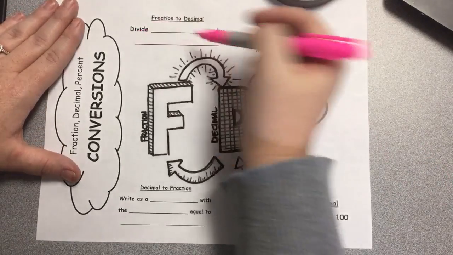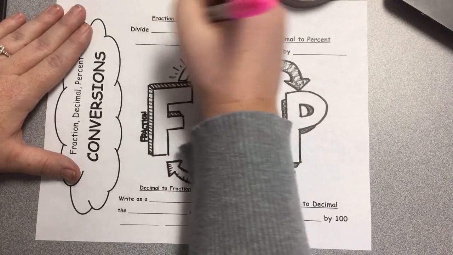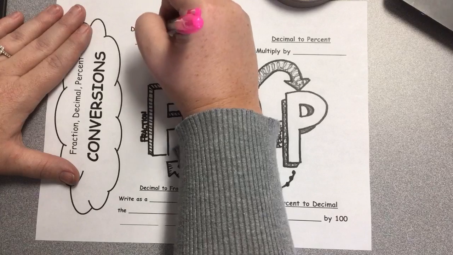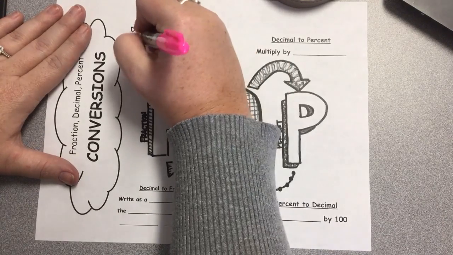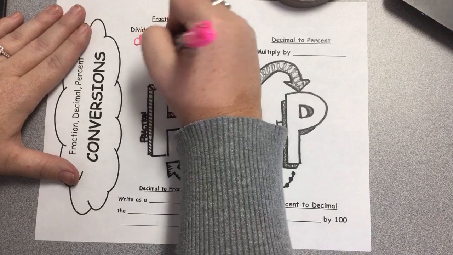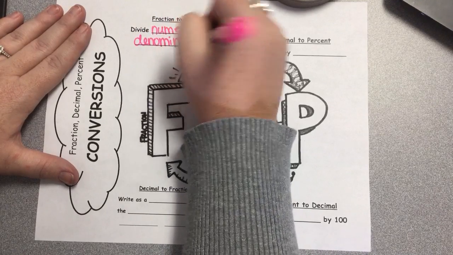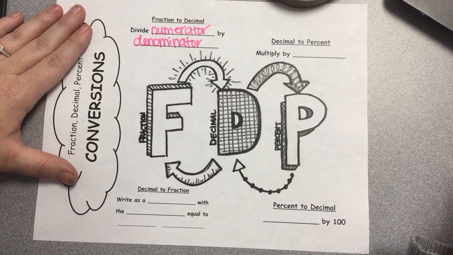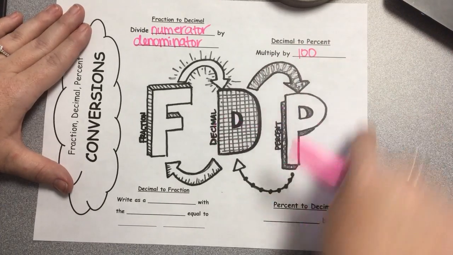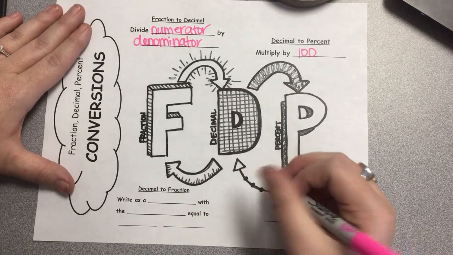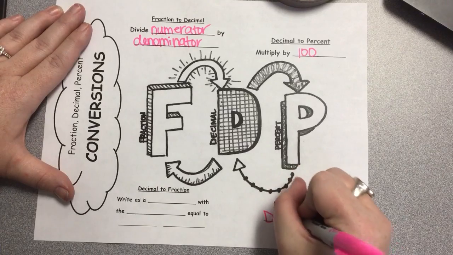From fraction to decimal, you're going to change the fraction by dividing the numerator by the denominator. And then to change a decimal to percent, you're going to multiply by 100. And then if you go backwards from that, by changing a percent back to a decimal, you're going to divide by 100.